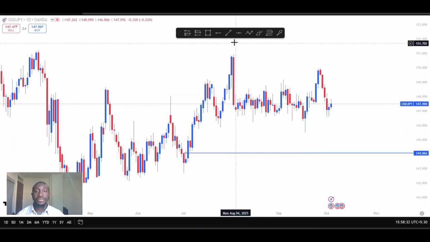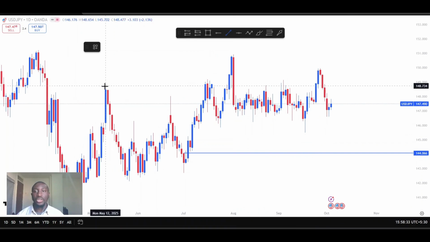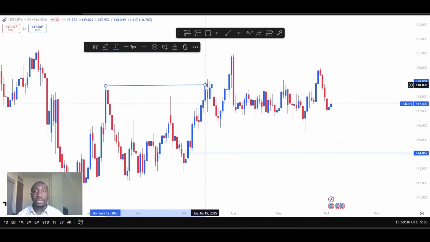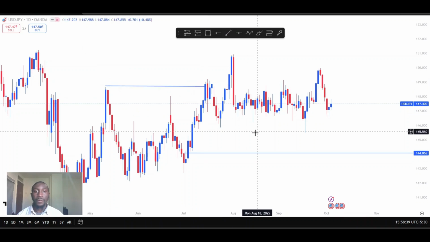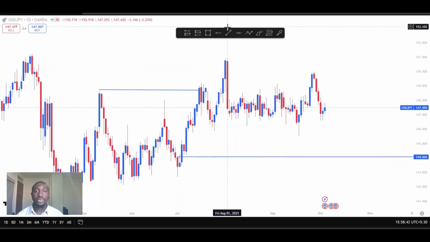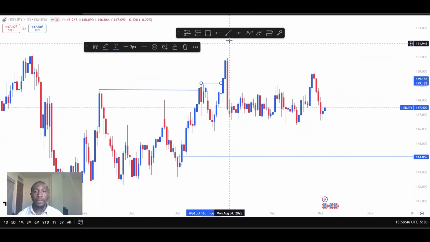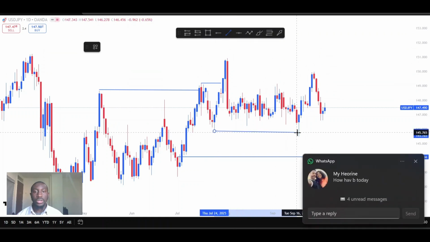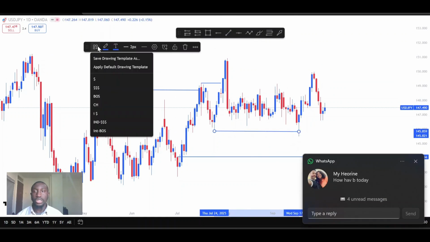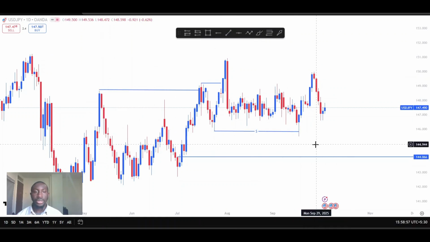So now, if you see now, there was a break of structure from here. Break from here. Another break from here. Another break from here. Now this liquidity here has been taken already. This liquidity has been taken already.